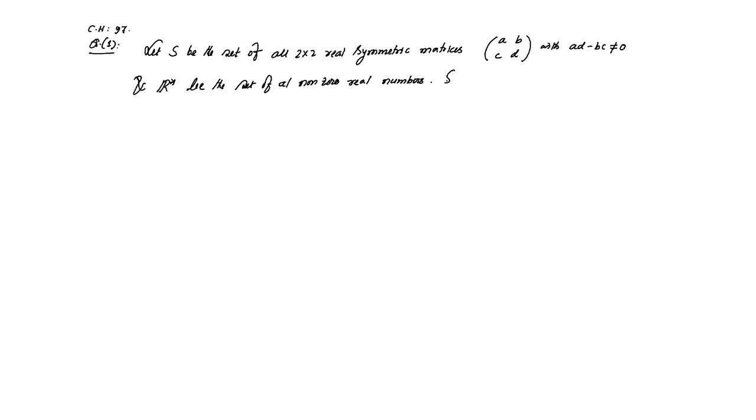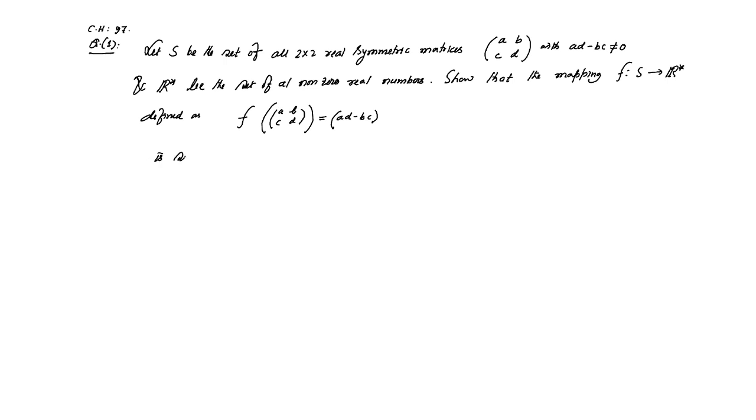Now, what is the question? Show that the mapping F from S to R star defined as F of A, B, C, D equals AD minus BC is surjective, but not injective.